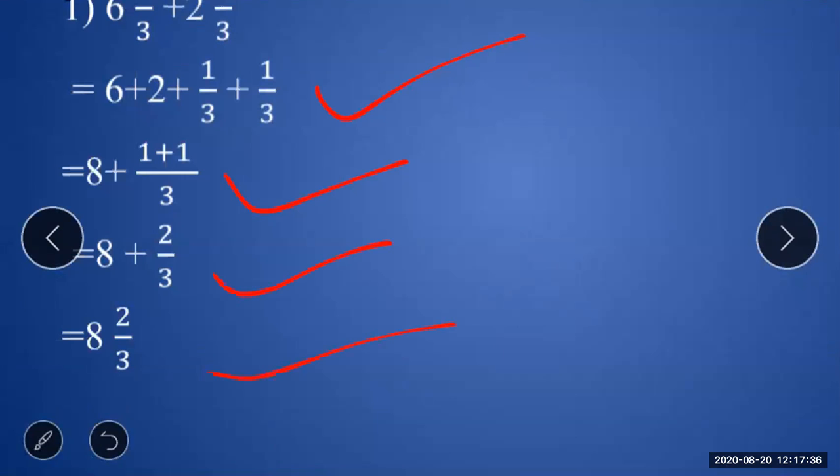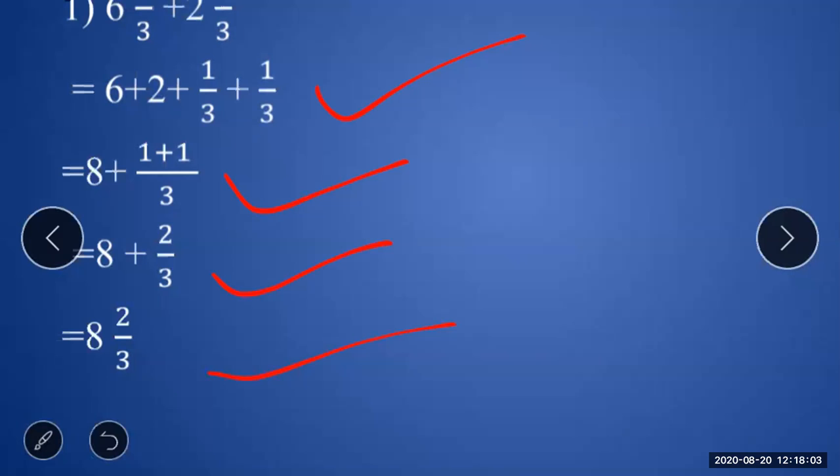After that, if the denominator is not equal, you have to make the denominators equal. That will be an extra step. But if the denominator is equal, you directly add the integral part and the fractional part. After adding the fractional part and the integral part, you will get a proper answer with the addition sign in between.